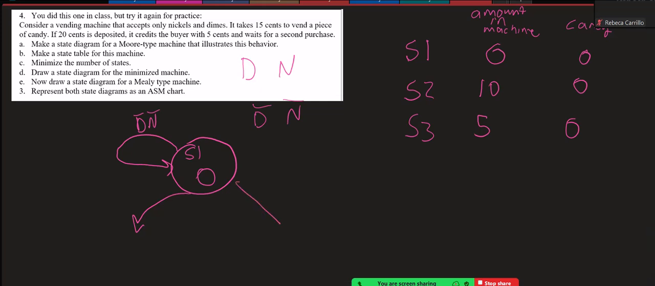Actually, I had that over here. Not that it matters where it is, but I'm just trying to keep it similar. I'm just putting it in as a nickel. I put in a nickel, and that would be S3. If I put in a dime, that would be S2. From either of these states, if I put in nothing, I'm going to stay where I am.